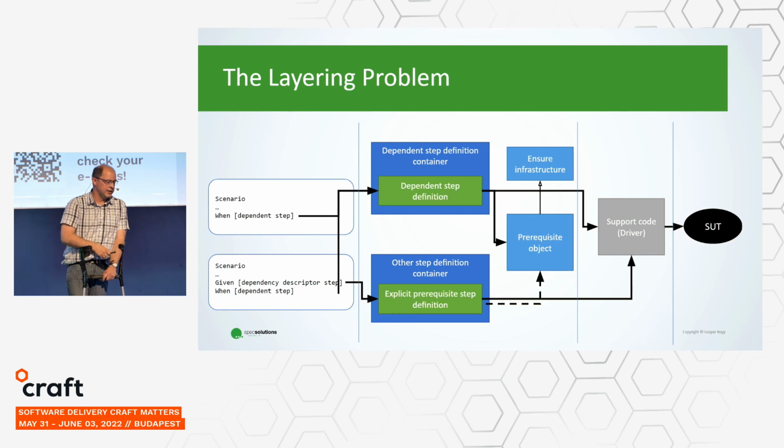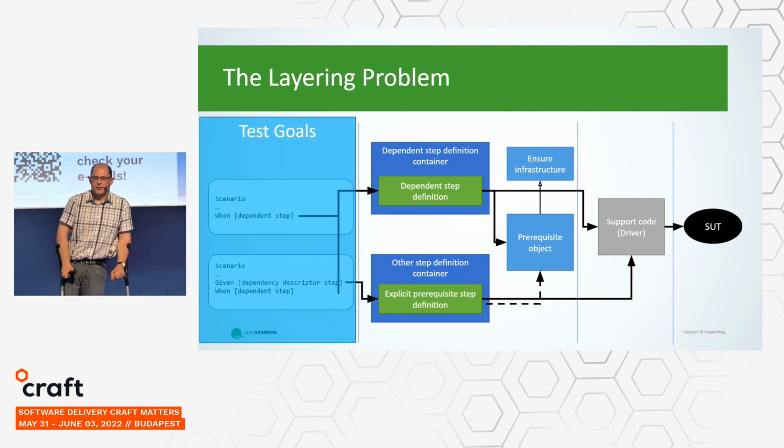So just a few examples of what kind of concerns you typically see in a test automation solution. Typically in your tests, even if it's not fully separated, there is a kind of testing goal, so what you want to test.